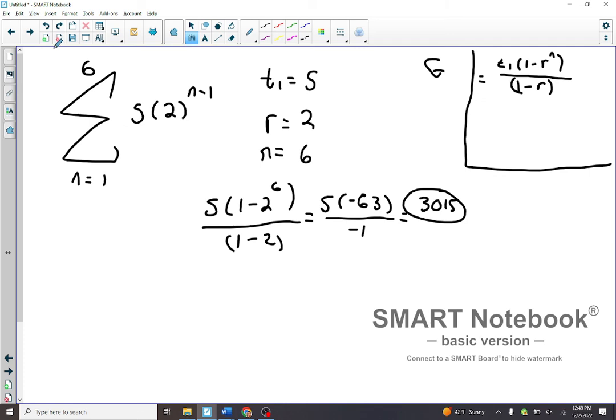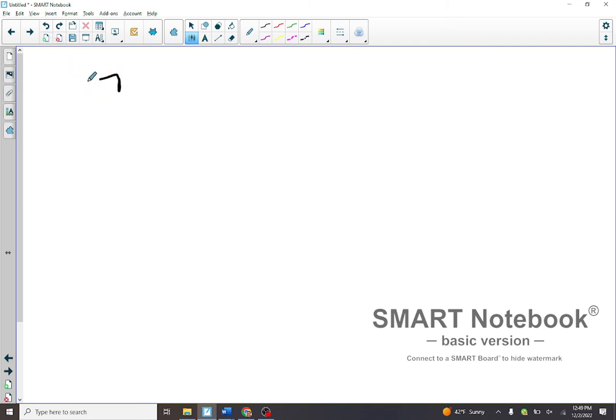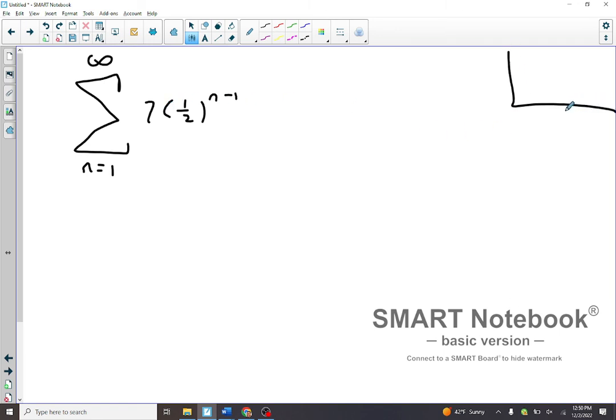I want to do one more, the infinite ones. So you know it's infinite when there's an infinity on top. Let's say n equals 1, 7 times a half to the power n minus 1. If it's an infinite one, the equation is very simple. Here's the equation: T1 over 1 minus r.